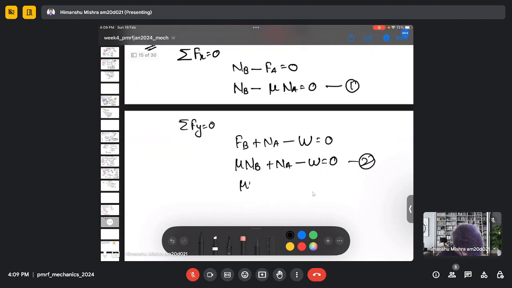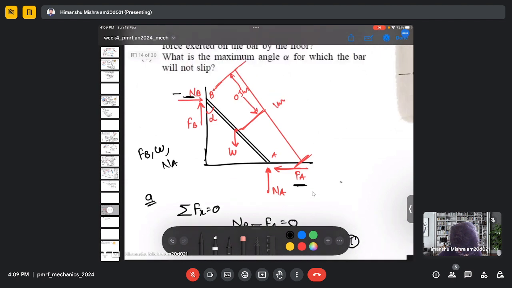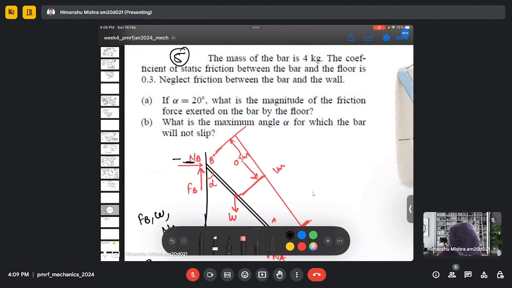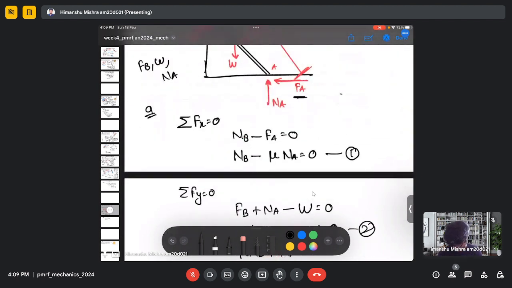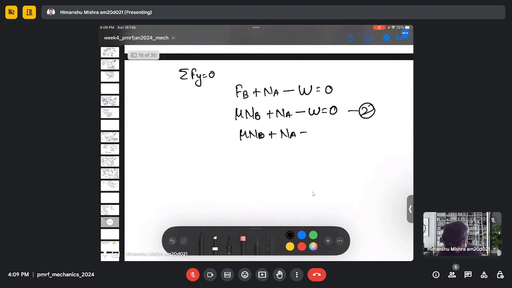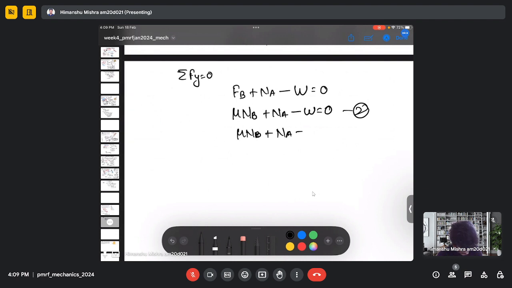So my W is 4 multiplied by 9.8, it's 4g, which is 39.24. This is my equation 2.